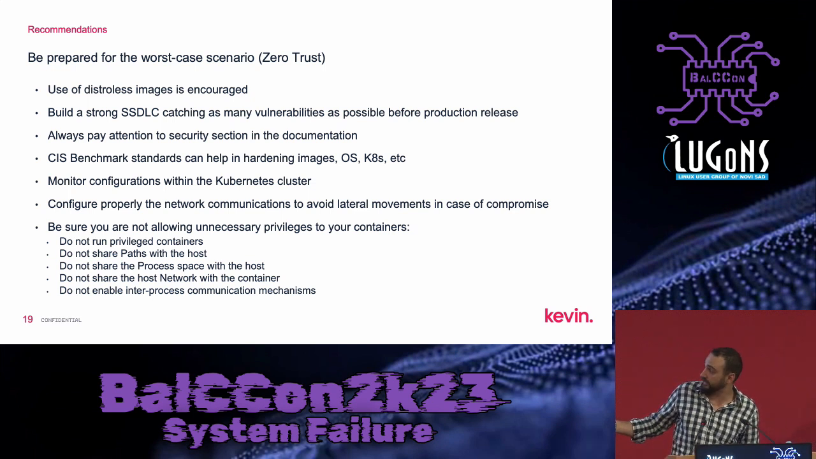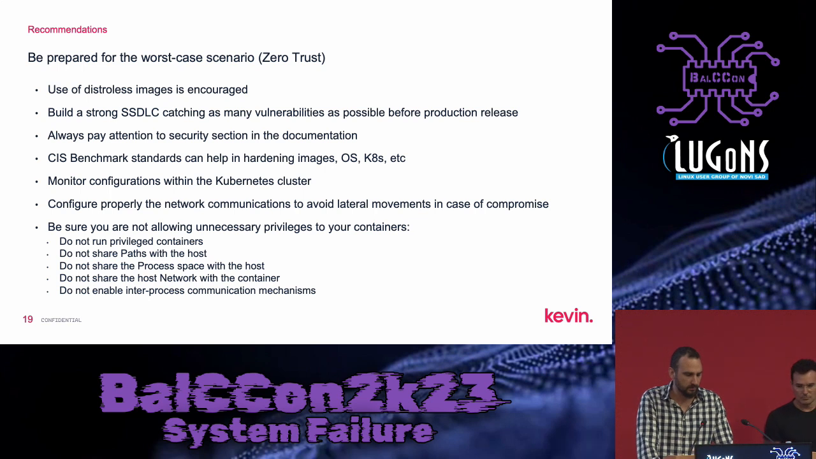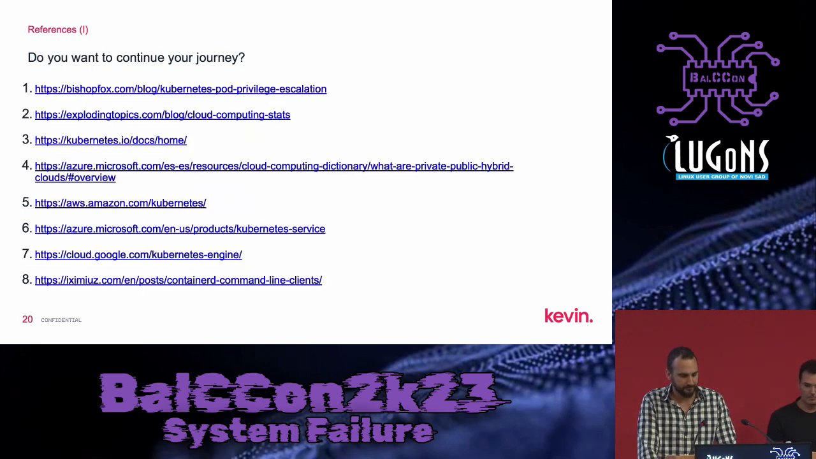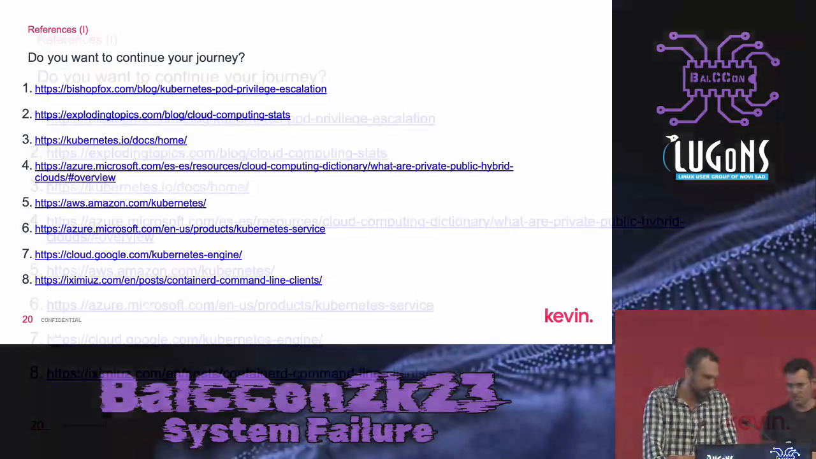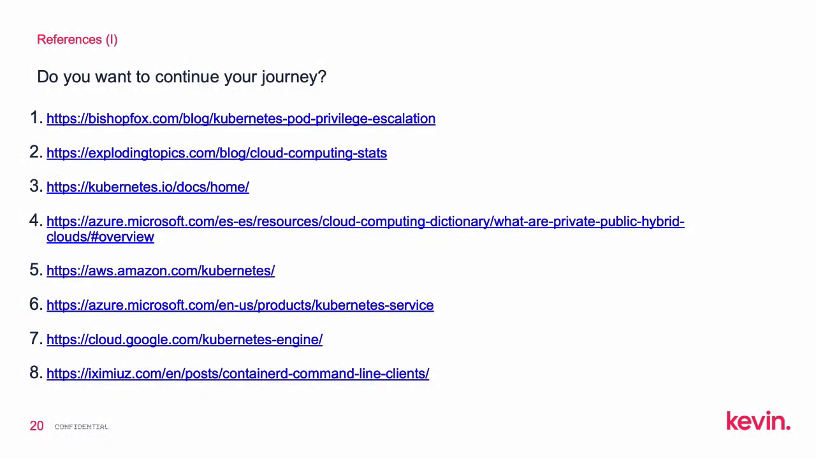There are lots of ways that you can perform privilege escalation and escape to the host, like running containers in privileged mode, sharing paths, sharing process space, networks, inter-process communication, sharing memory between processes. In a nutshell, that's about it, the most common things that you should pay attention to. And we have the references in case you want to take some screenshots.